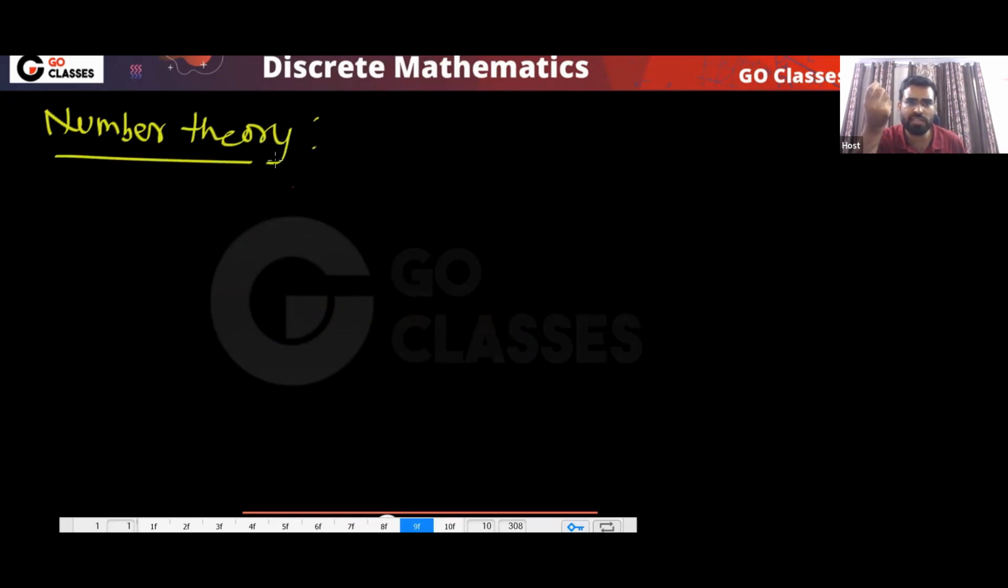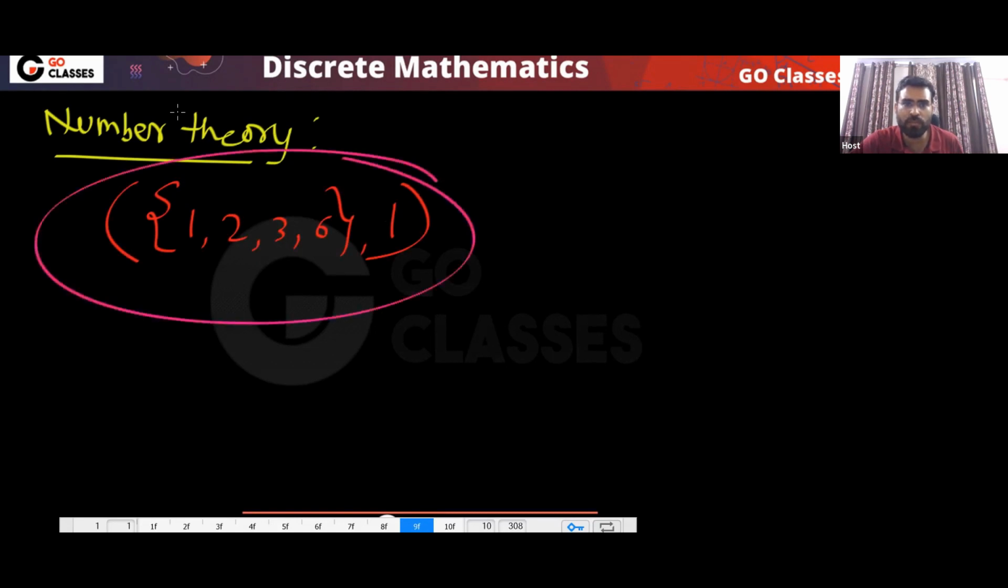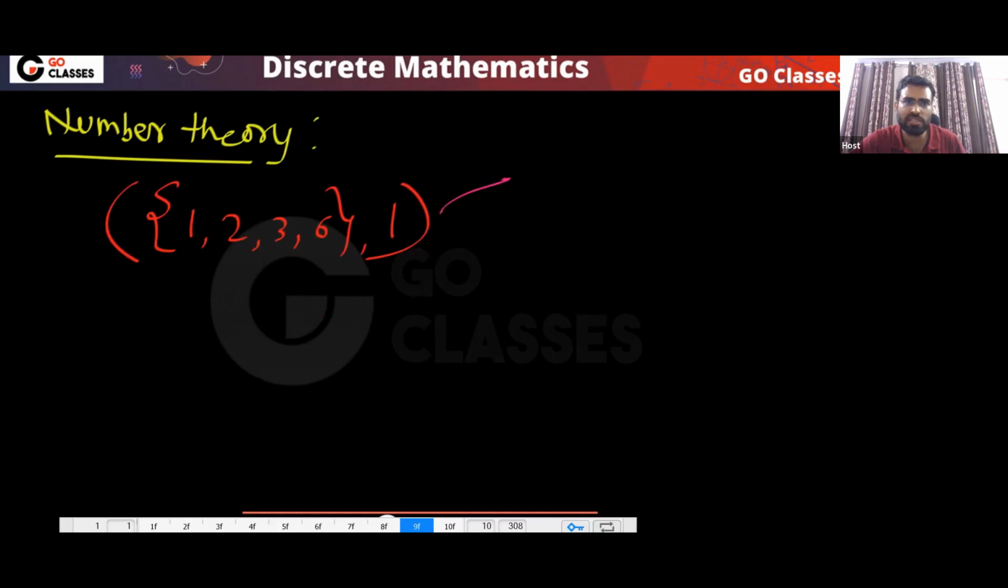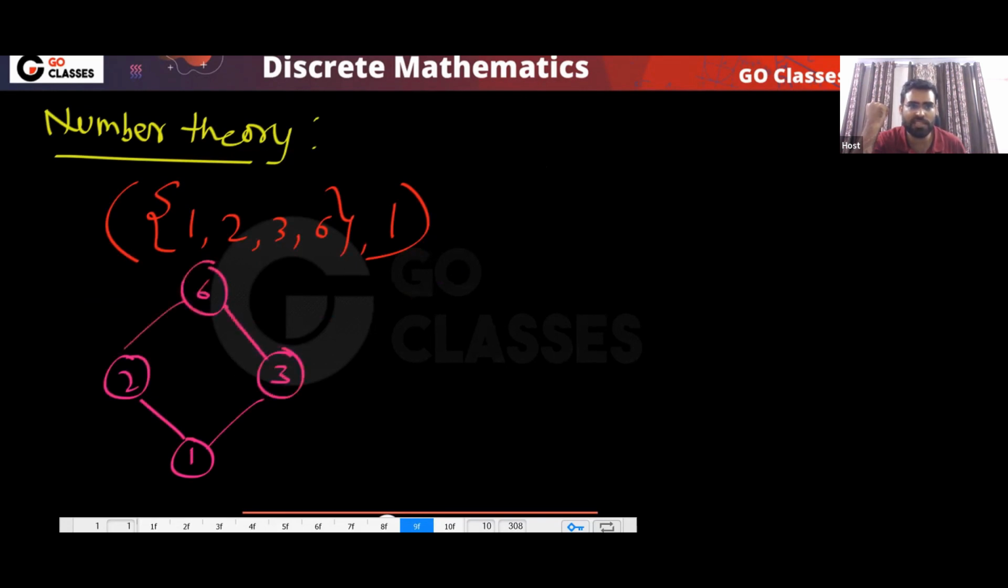Now, let's assume you are studying number theory. In number theory, I give you this set, 1, 2, 3, 6, and the operation is divisibility. Now tell me, which properties will this structure satisfy? If you make the Hasse diagram, 1 divides 2, 1 divides 3, 2 divides 6, and 3 divides 6.